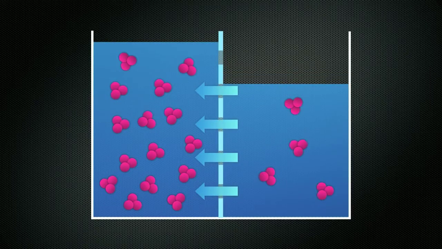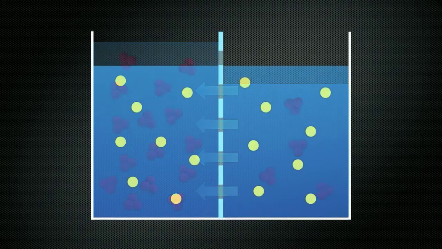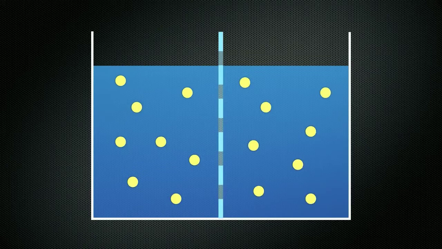The last concept I want to present is tonicity. Tonicity is the measure of the osmotic pressure gradient across a cell membrane, for example a red blood cell.